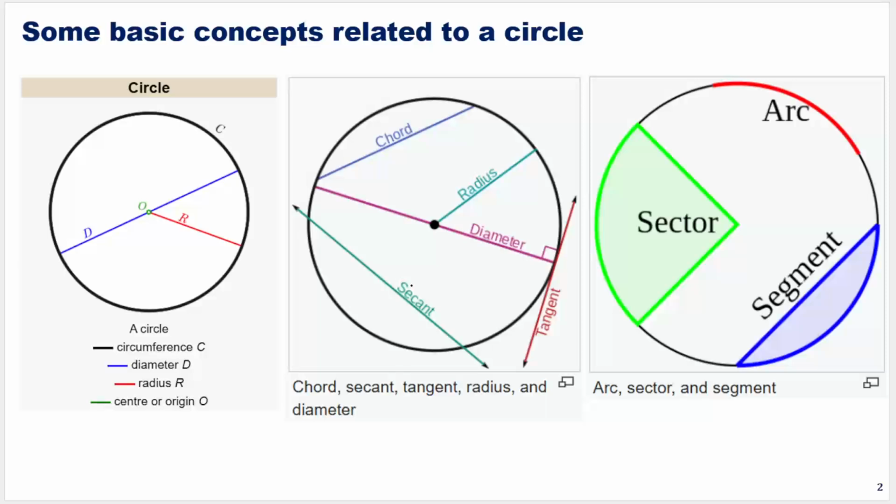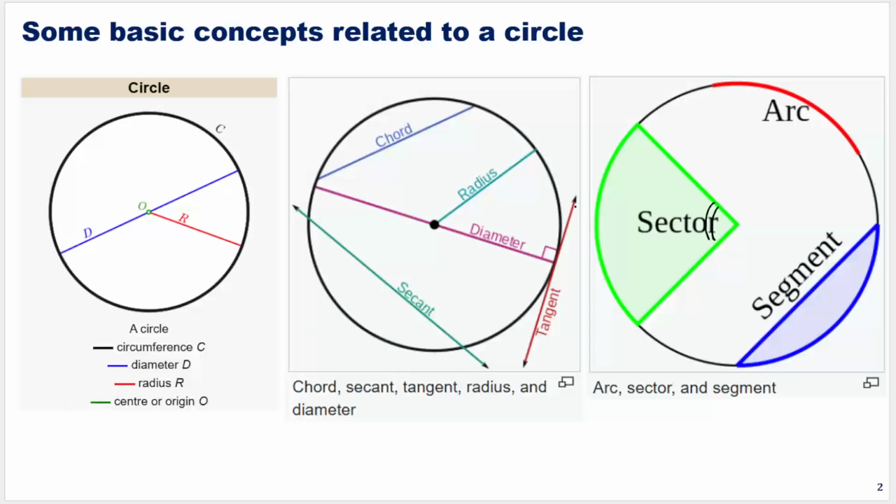And the portion of a circle connecting 2 points on the circle's circumference is called an arc. And the area enclosed by an arc and the corresponding 2 radii is called a sector. And any area that is enclosed by a chord and corresponding arc is called a segment. Okay, clear? And of course, sometimes we also use the angle here.